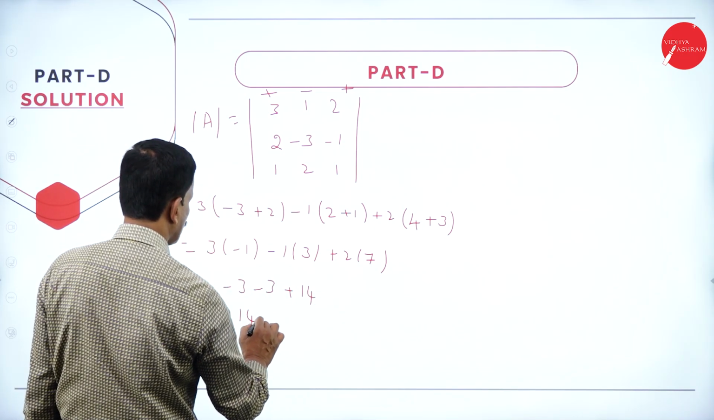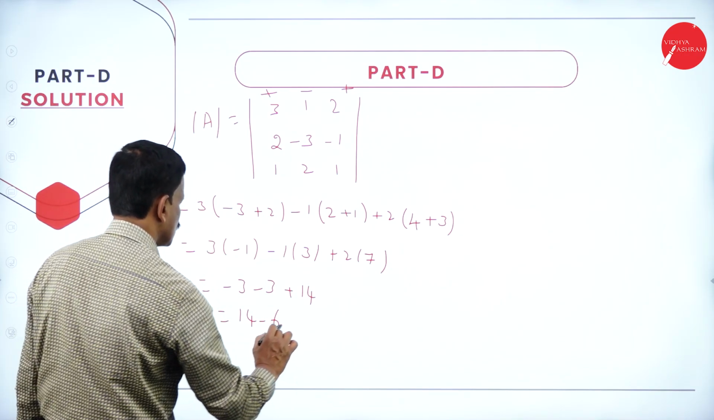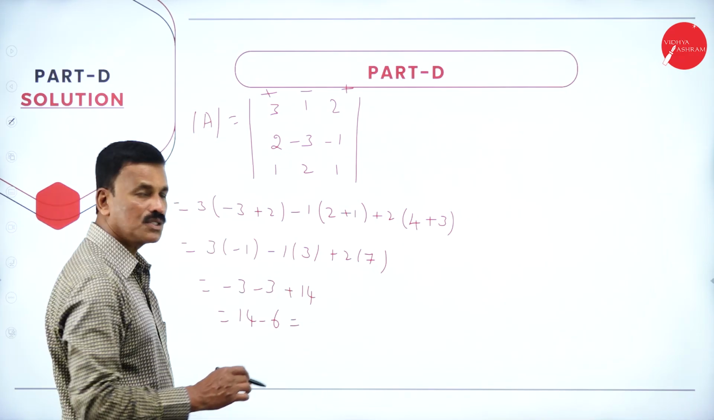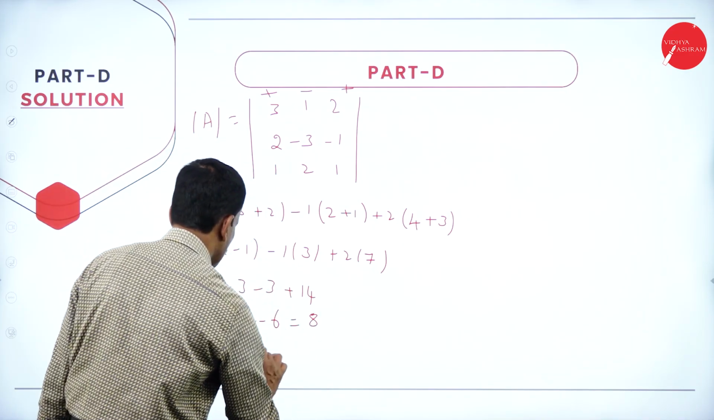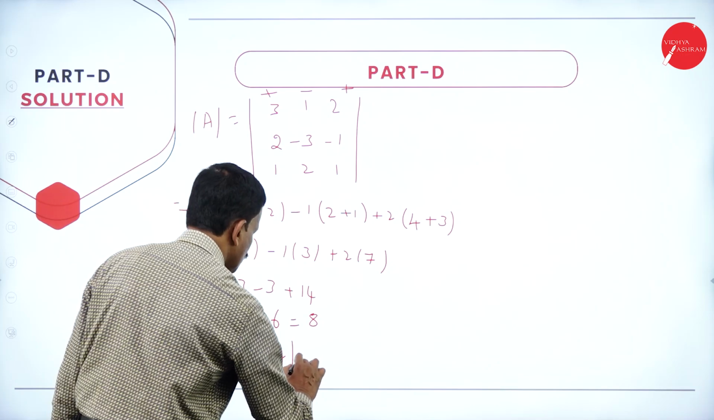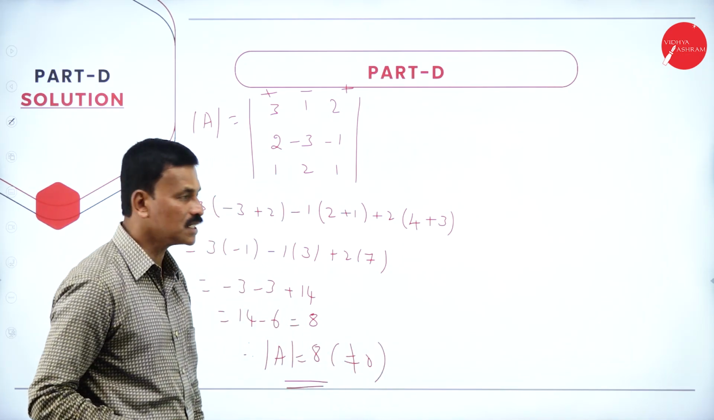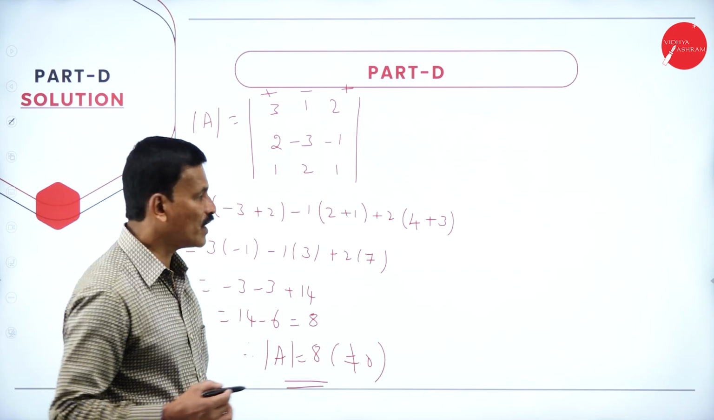So, this is 14 minus 6. What is this equal to? 14 minus 6 is nothing but 8. Therefore, determinant of A is equal to 8, not equal to 0. Therefore, A inverse exists. Now, just find the cofactors.